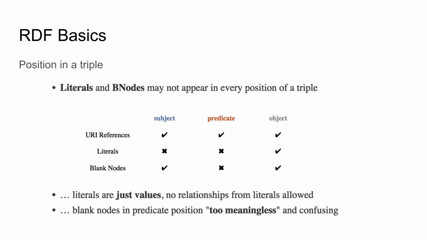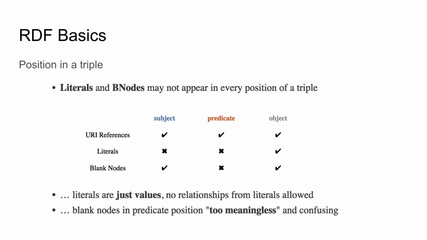Now that we looked at the different elements that can appear in a triple, you need to remember that there are specific rules of what can take a certain position in a triple. URIs can appear in any position in a triple. A URI can be a subject, a predicate, and an object.